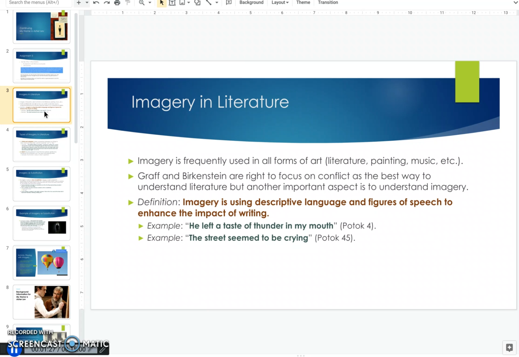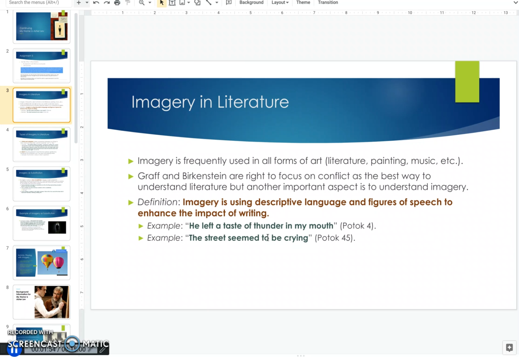If you remember from Graff and Birkenstein, whose book we read weeks ago, they say that the best way to understand literature is to focus on the conflict. Imagery often plays into that conflict. The definition of imagery in literature is using descriptive language and figures of speech to enhance the impact of writing. Here are a couple examples of it.